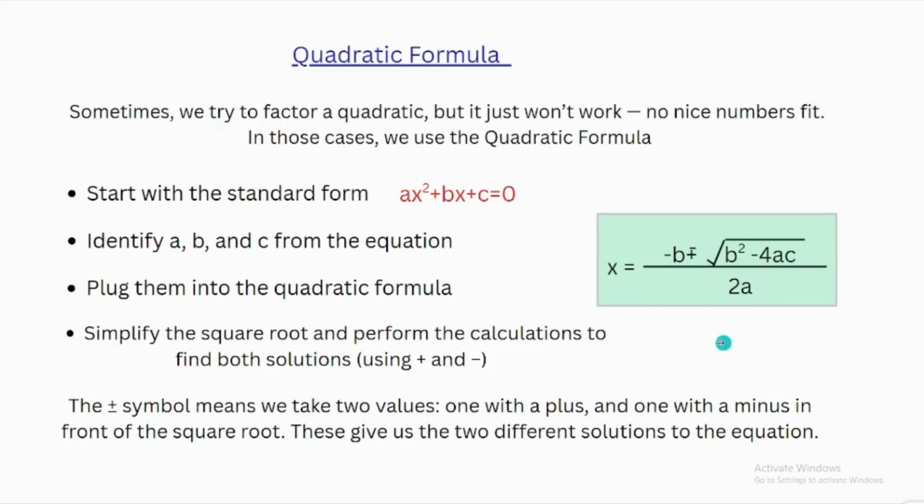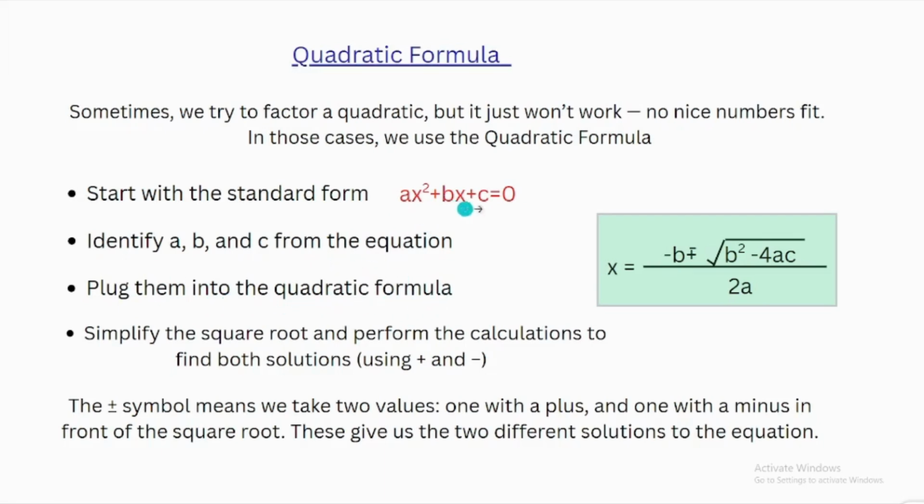What are a, b, and c? These are the coefficients of the quadratic equation. The steps: start with the standard form, which is the standard form for the quadratic equation. Identify a, b, and c for the equation, then plug them into the quadratic formula.